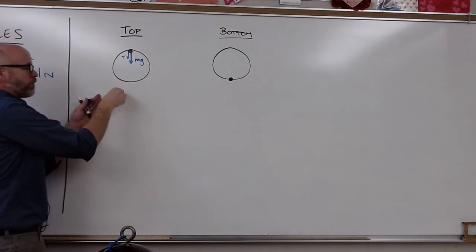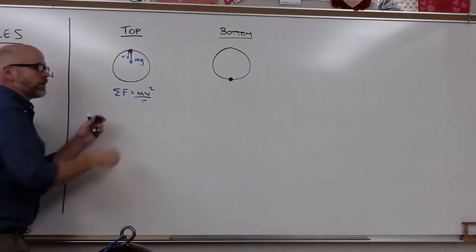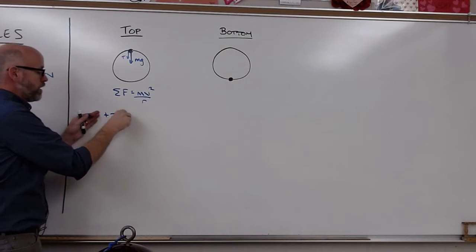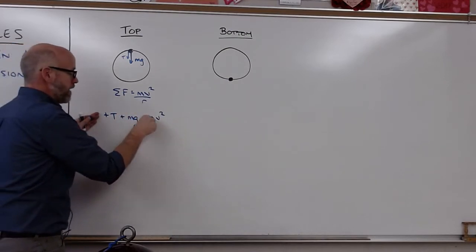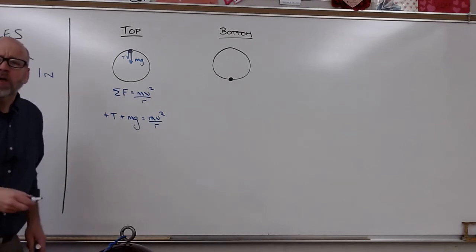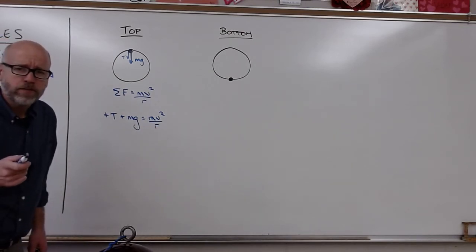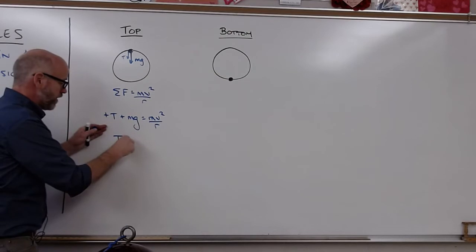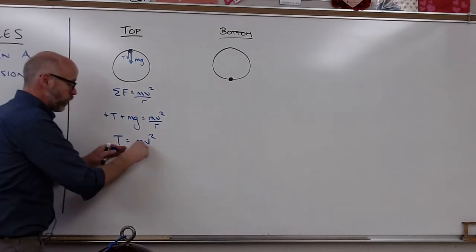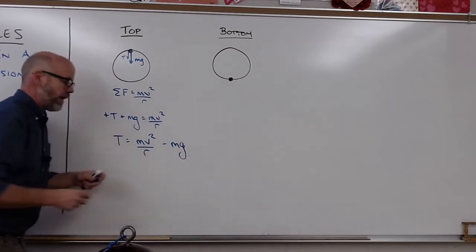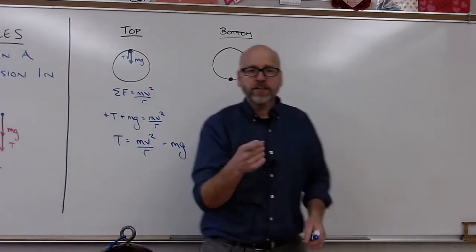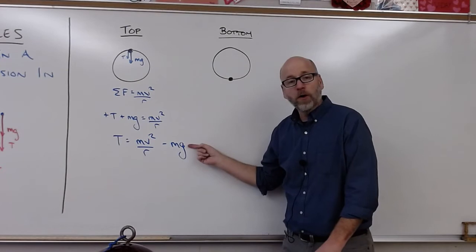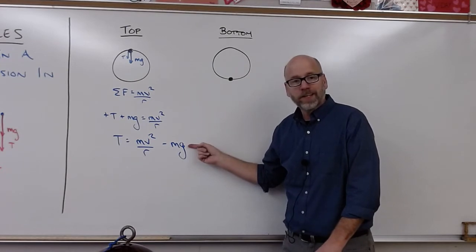So if I say the sum of the forces causes the mass to go in a circle, I can say plus tension plus mg causes the mass to go in a circle. Now, what I like about this is we're starting to get to the sense of when I solve this, these aren't just letters, it has meaning. When I get tension all alone, it's going to be mv squared over r minus mg. Essentially, the tension necessary for it to travel in a circle is going to get help from mg, so the tension is going to be less.